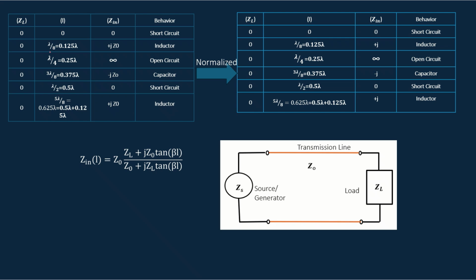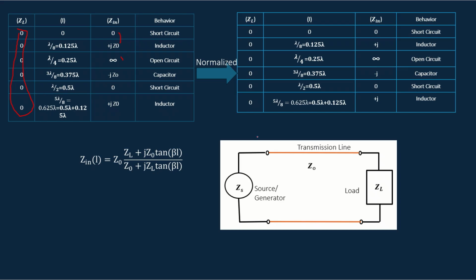I have tabulated everything here to show the impact of the length of the transmission line. Here you can see that by changing the length of the transmission line, even though the load impedance is always short, you can see the change in the input impedance. When you connect the load through a quarter-wave transformer, the impedance will be reversed. The short will become an open circuit.